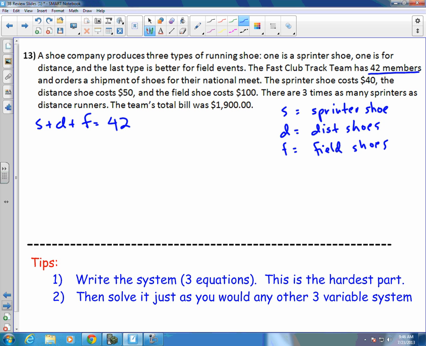And if you're wondering how I knew that, you practice these. There's always going to be 3 equations, and you just have to start thinking, okay, if I have this number of sprinter shoes, this number of distance shoes, and this number of field shoes, I know the total number has to be the number of members of the team. Therefore, it's going to be 42.